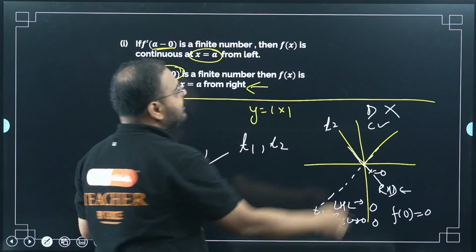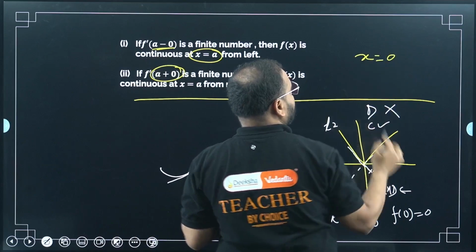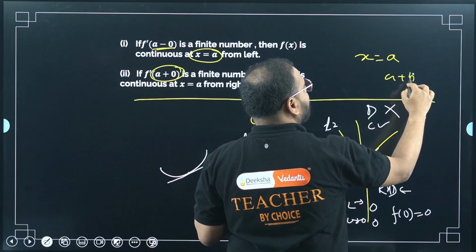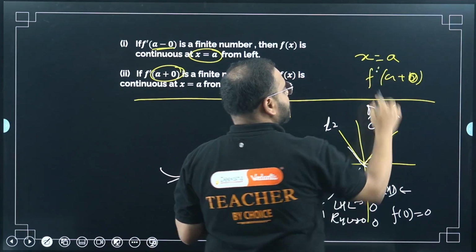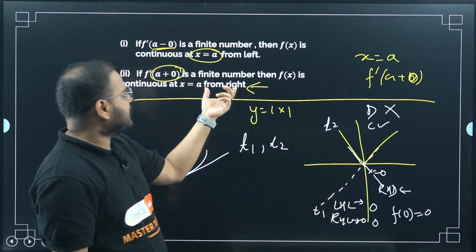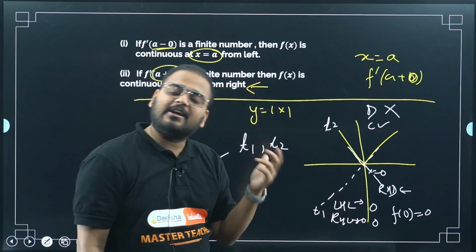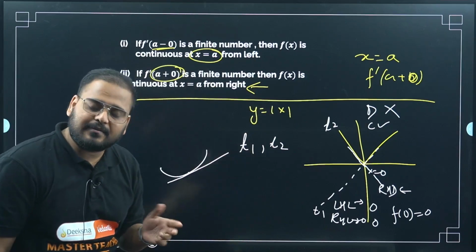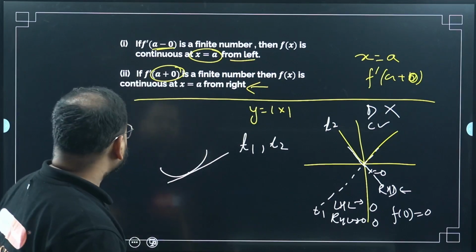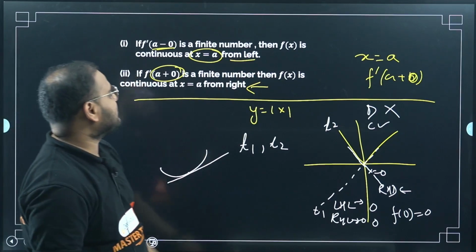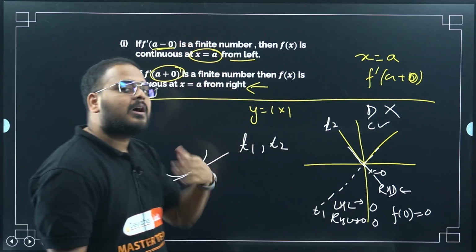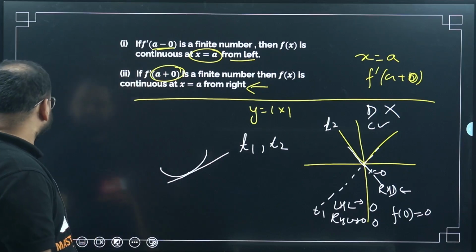At the point x equals a, if this limit a plus h or a plus 0 exists finitely, then I'll say the function is continuous directly from the right. If the other way around, f dash of a minus 0 represents a finite number, then I'll call it continuous from the left side. You won't have applications of these concepts today. Maybe I'll take some questions on these two concepts and explain them to you in the coming sessions.